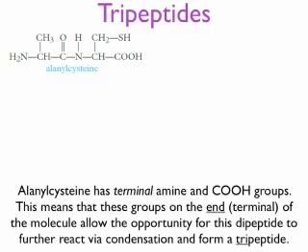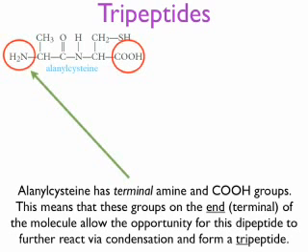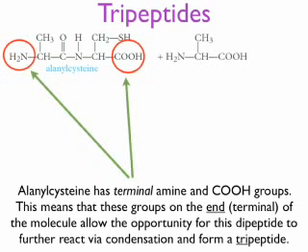Let's have a look. There's my terminal amine. Here's my terminal carboxylic acid. If I bring another amino acid into the vicinity, it could have been to either of those two ends, but let's just use the right-hand end of alanyl cysteine. Can you see how the OH on the carboxylic acid group could easily condense with one H on the amine group to condense a water molecule and form another peptide bond?